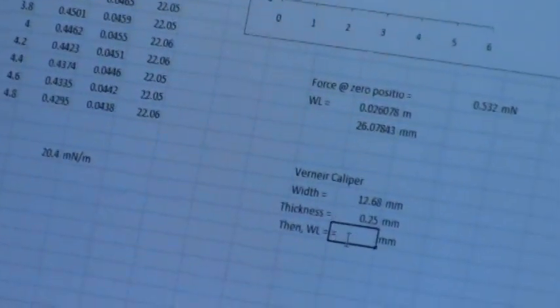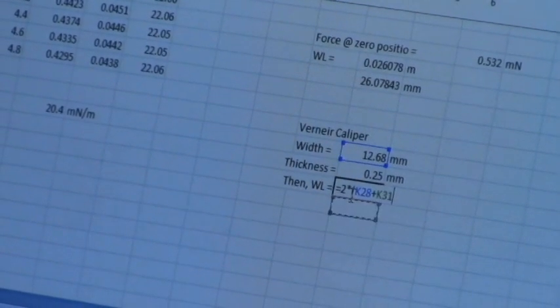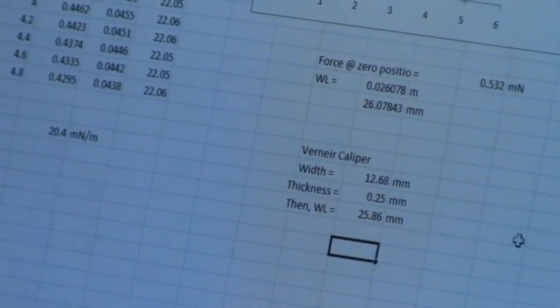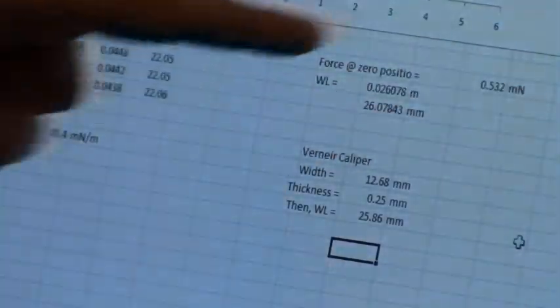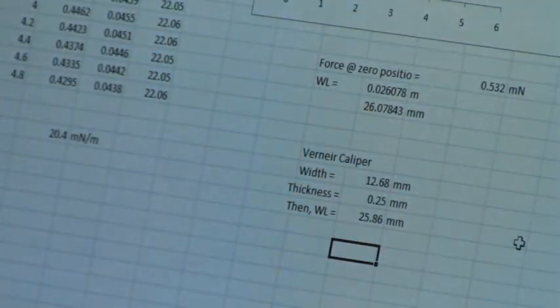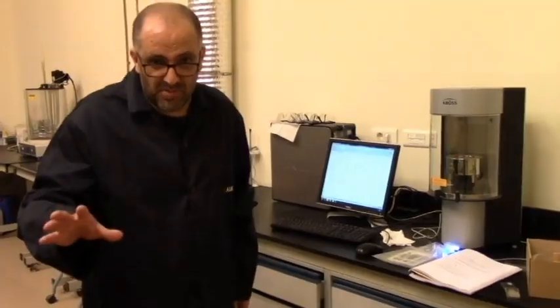It is 12.68. And if I go here, it will again be 2 times the width plus thickness, and it will give me 25.86 millimeters, and what I got from the experiment using N-heptane was 26 millimeters, which is great. Okay? So this is the second part, and you are ready for the last and most important part, which is the contact angle.